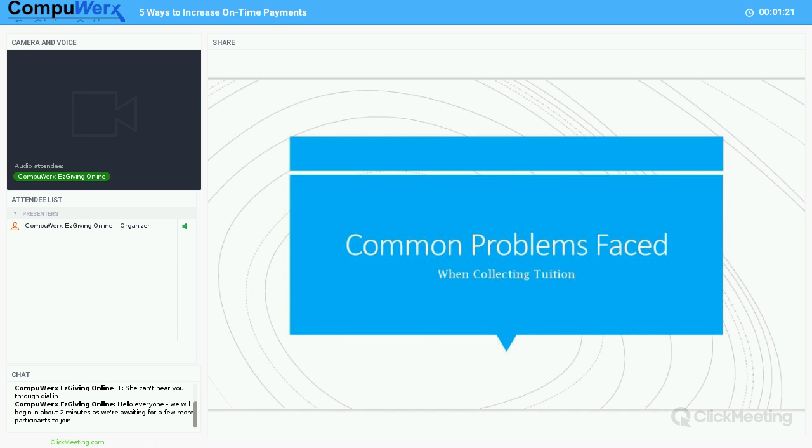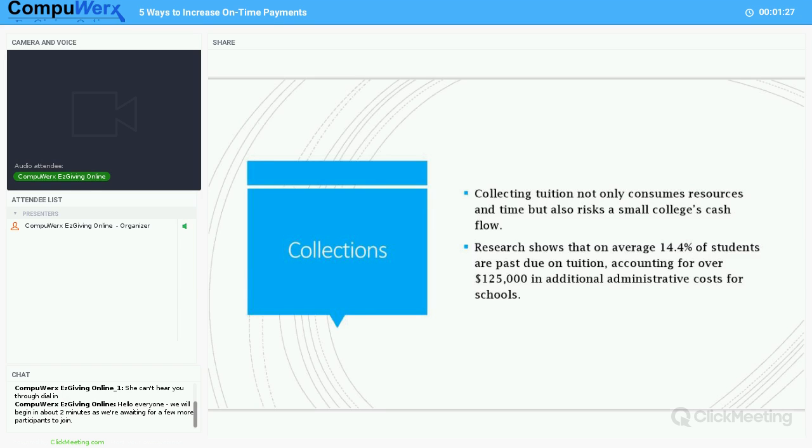So first, we're going to address some of the common problems faced when collecting tuition. Collections is obviously an issue. Collecting tuition not only consumes resources and time, but also risks a small college's cash flow. Research shows that on average, 14.4% of students are past due on tuition. Some schools have reported over 50% in collections, which can account for over $125,000 annually in additional administrative costs for schools. So we work with our clients on how to optimize collections and reduce that resource strain on staff and other resources.